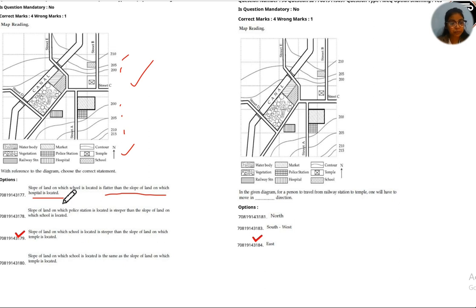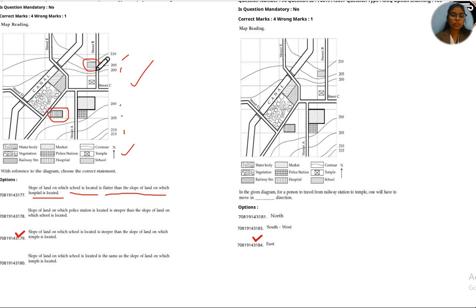So where is the school located? School is located over here. And where do we have our hospital? Hospital is over here. Okay. Please don't get confused with the legends, like this inclined line, vertical line. The manner in which the hatching is done in the question will be given to you in the same way in your legend also. Fine. So the question is saying the slope of the land on which the school is located is flatter. So it is saying that the school land is more flat, not at a slope.